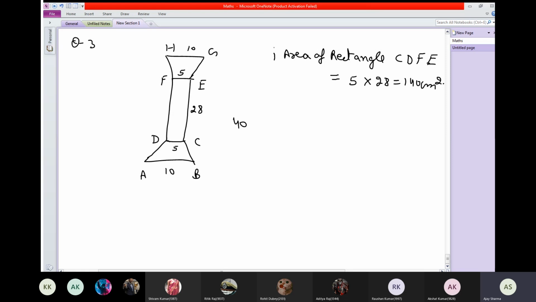Now the other two. What is left? Two trapezium, and these two trapezium are congruent. What is the meaning of congruent? They have the same shape and the same length of the parallel sides, and the distance between their parallel sides is also the same. Now the total distance is given to you, 40.